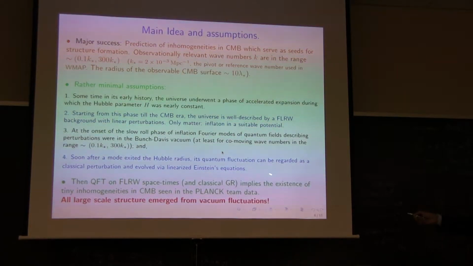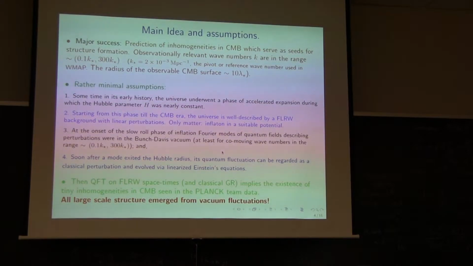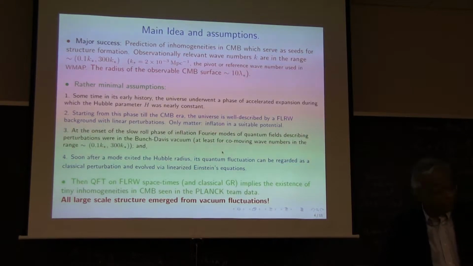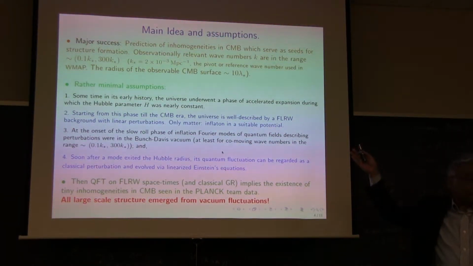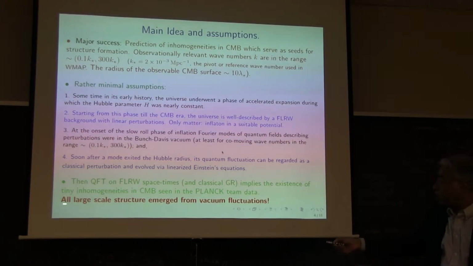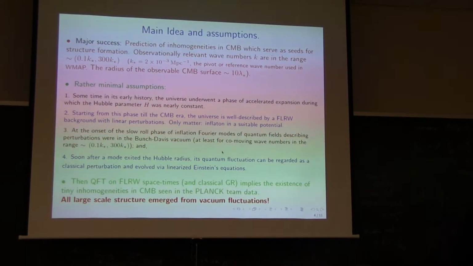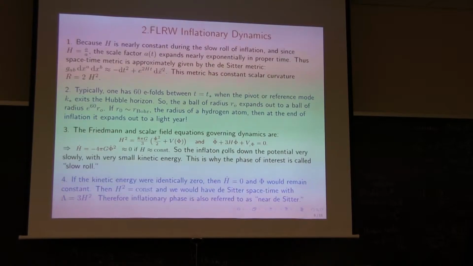But if you make these assumptions, then quantum field theory in this Friedmann-Lemaître-Robertson-Walker spacetime and classical general relativity imply that in the CMB there will be some tiny inhomogeneities, and these are observationally confirmed, and then these inhomogeneities grow to give us the large-scale structure of the universe. And therefore all large-scale structure emerges from the vacuum fluctuations, which is an extremely strong statement.